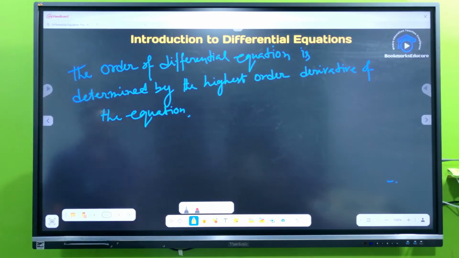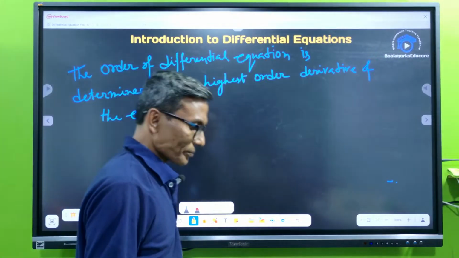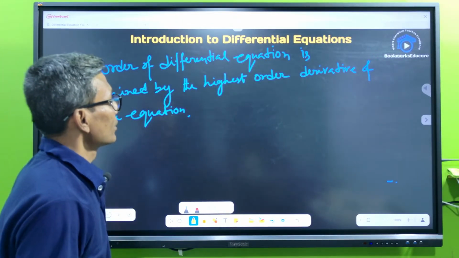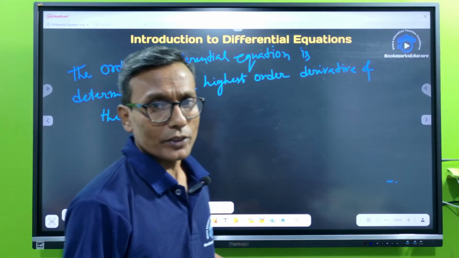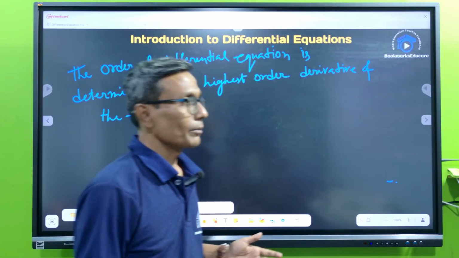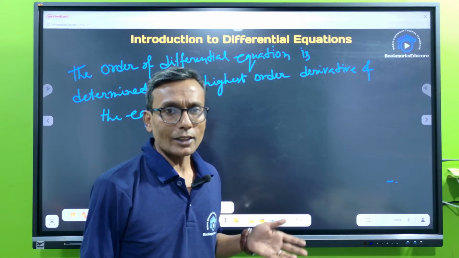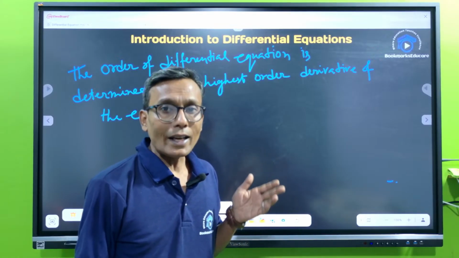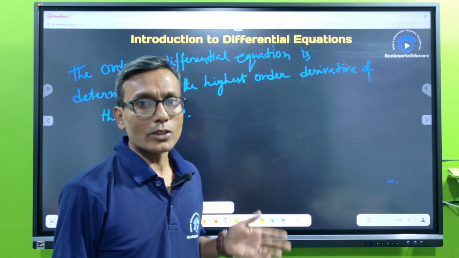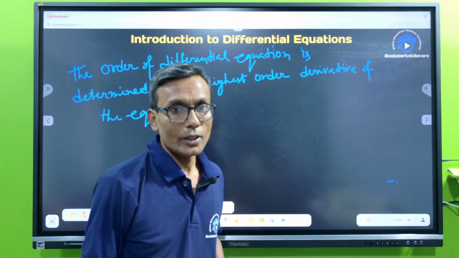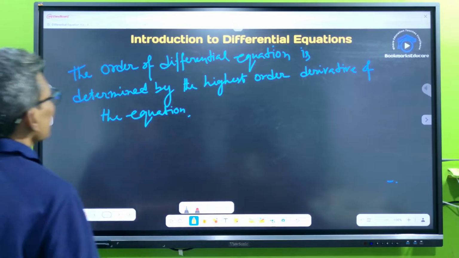And degree is also determined. What is the degree or power of a differential equation? This is nothing but the power of the highest order derivative in the equation.